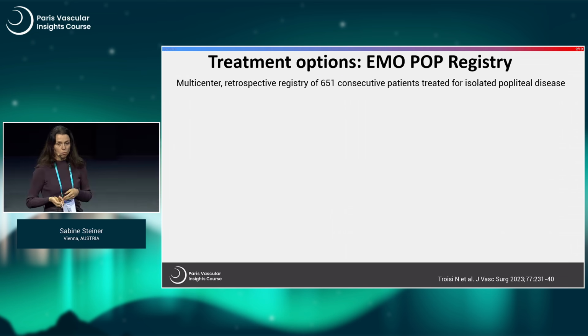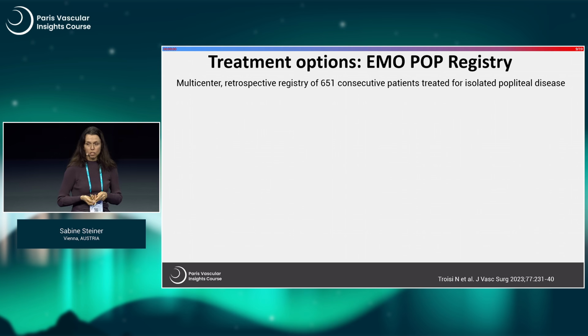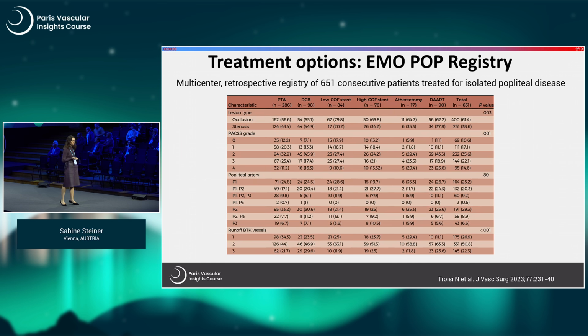And this is the question: what treatment options do we have, and which kind of data do we have for these treatment options? Also, thanks to Hani and others, there's a registry out there, a multi-center retrospective registry of 651 consecutive patients treated for isolated popliteal disease. They were treated in 15 centers in Europe with various treatment modalities.